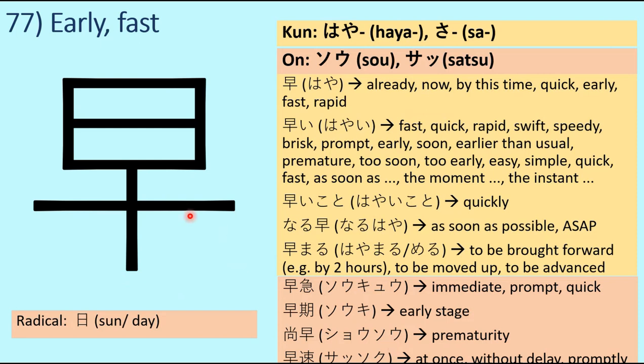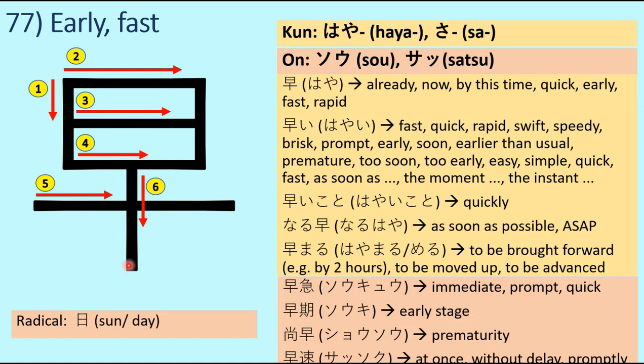Now, as you can well see here, the radical involved here is the sun radical or the day radical, and it has been derived from that. The stroke order is like this. First stroke here, the second stroke up till here, the third stroke, the fourth stroke, the fifth stroke, and this vertical stroke is the sixth and the last stroke. In this way, using 6 strokes, this character will be written.